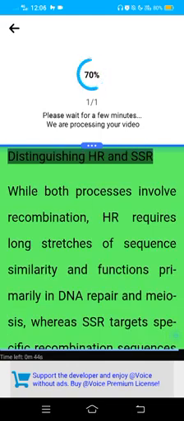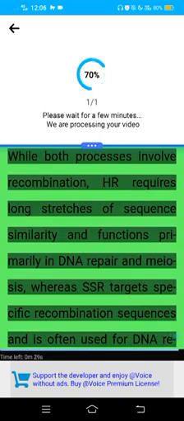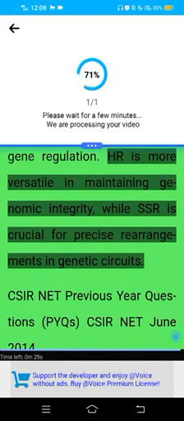Distinguishing HR and SSR. While both processes involve recombination, HR requires long stretches of sequence similarity and functions primarily in DNA repair and meiosis, whereas SSR targets specific recombination sequences and is often used for DNA rearrangement, integration, or gene regulation. HR is more versatile in maintaining genomic integrity, while SSR is crucial for precise rearrangements in genetic circuits.